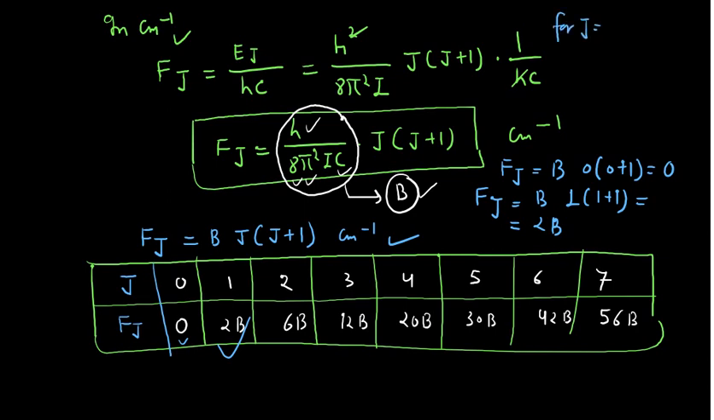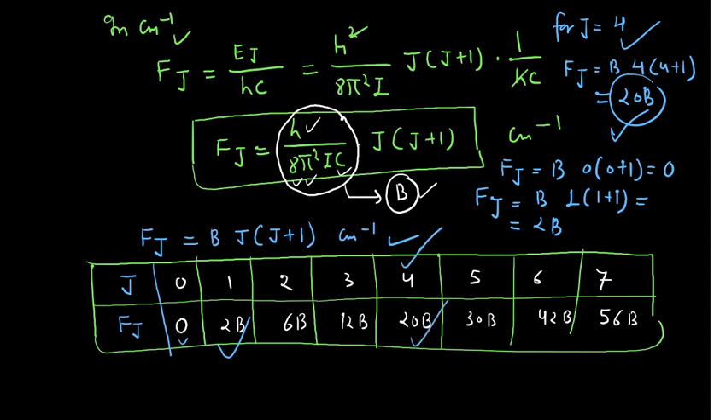For J equals to 4 I am calculating. So, F(J) equals to B. J equals to 4, you are putting here 4, 4 plus 1 is 5, 5 4s are 20, that means 20B. So, whenever you are having the J value of 4, the energy is equal to 20B. So, here J equals to 4 and here energy is 20B. Similarly, you can calculate for any one.